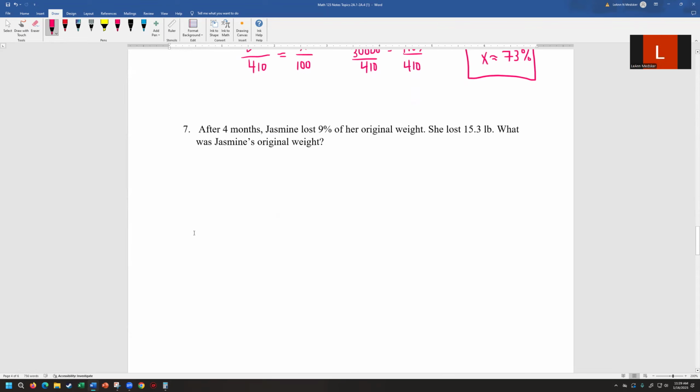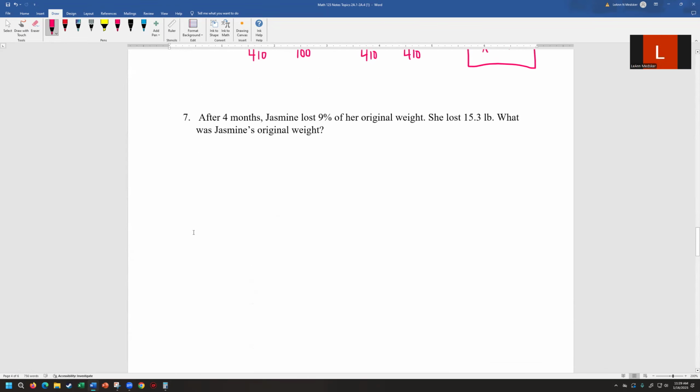Okay, let's look at our last one in 2A.2, I believe. Yep. So after 4 months, Jasmine lost 9% of her original weight. She lost 15.3 pounds. What was her original weight? Okay, so this is the part that she lost. We're looking for her original weight, which would be her whole. Okay. So, and she lost 9%. So notice that lost part needs to match. When you match these up, the percentage on top should be directly related to the number that we're matching on the top on the other side. So that is, this weight loss is 9% of her whole weight. So we're looking for her whole weight.